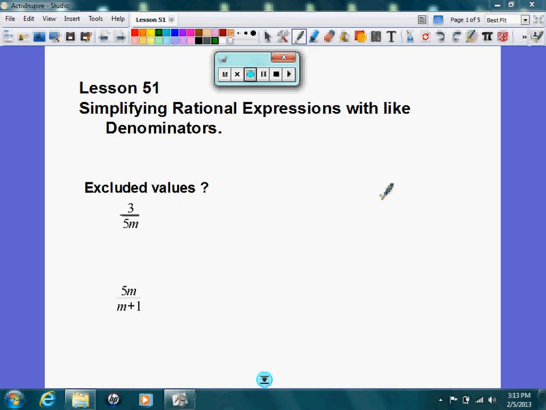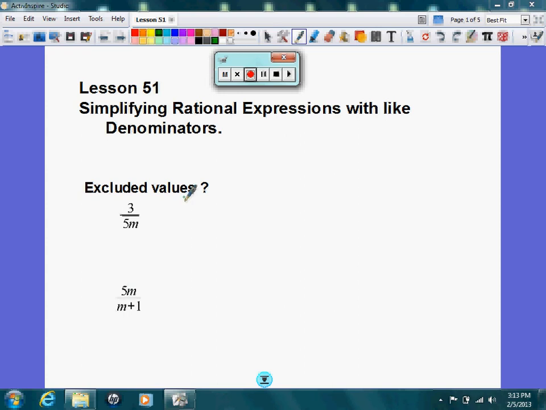Lesson 51, simplifying rational expressions with like denominators. First, let's talk about excluded values. When we have fractions, particularly if we have a variable in the denominator, there may be values of the variable that we cannot have, that are not allowed, and these are called excluded values.